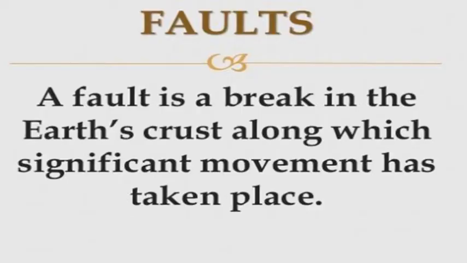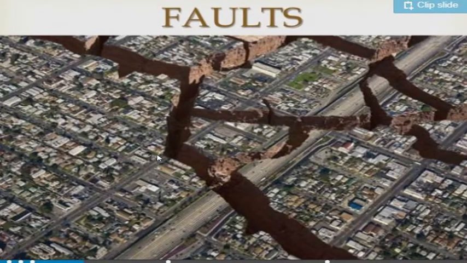Let us recall our past lesson, which is earthquakes. So we have terms to remember. The first one is faults. A fault is a break in the Earth's crust along which significant movement has taken place. And this is an example of a fault. Say, for instance, this is a big city, and as you will see, we have a crack within the city. That crack is called a fault.